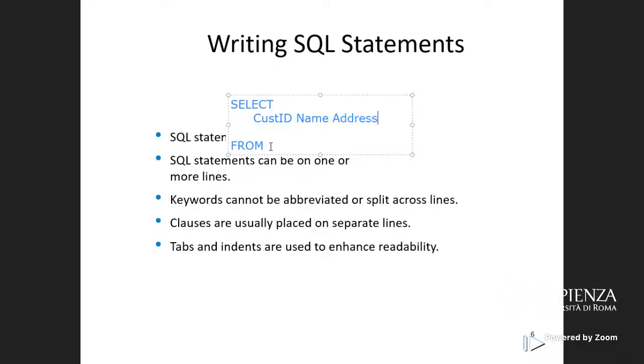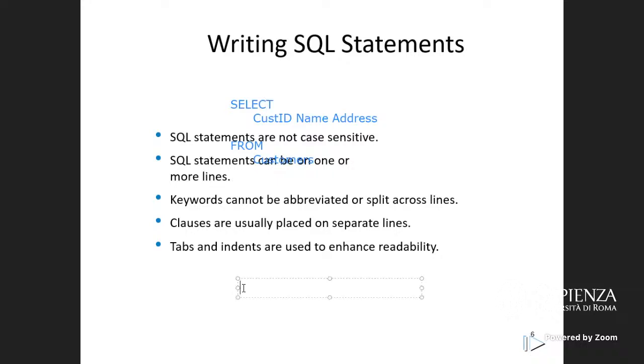And then from now, I can choose to do this also. Now, this is better, and I can say from customers. This is better because anybody seeing this looks at all of this and knows that you are selecting this and you're selecting it from this.